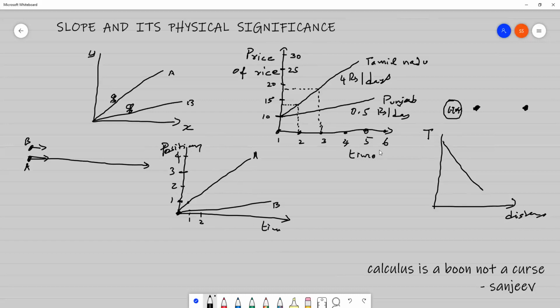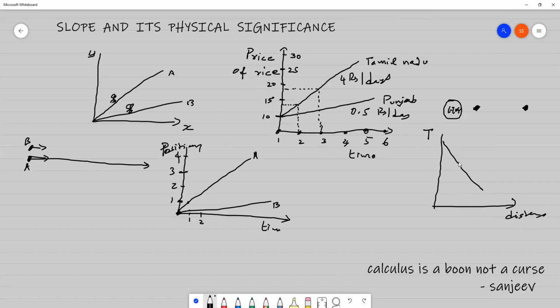So generally, if anything changes with respect to time, you don't especially say that with respect to time. The rate of change of price of rice means by default it is with respect to time. But if it is with respect to some other variable, in this case distance, you call it the rate of change of temperature with respect to distance.